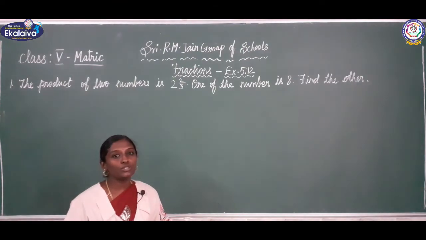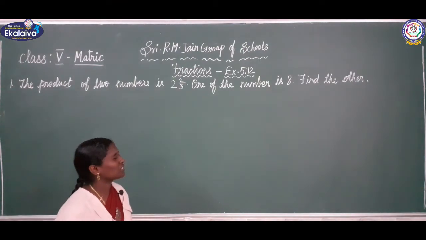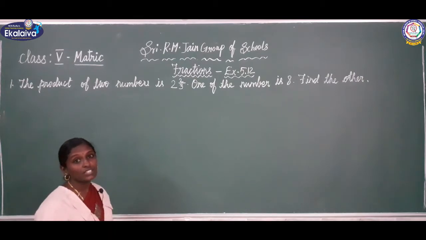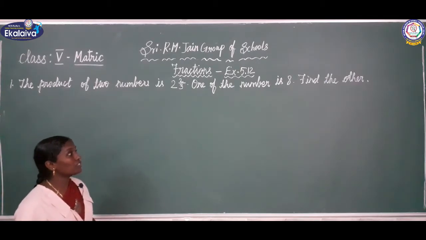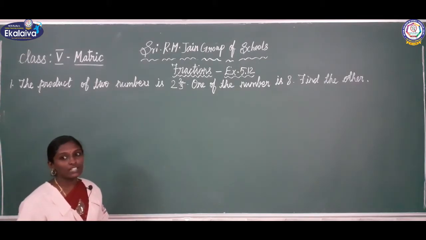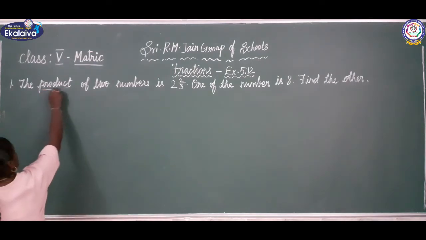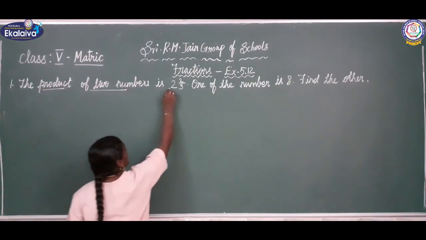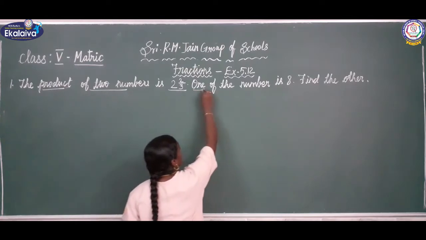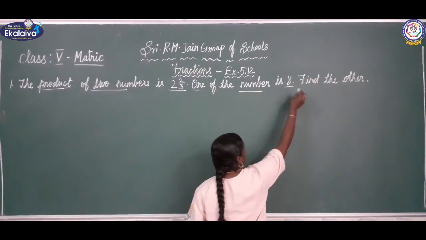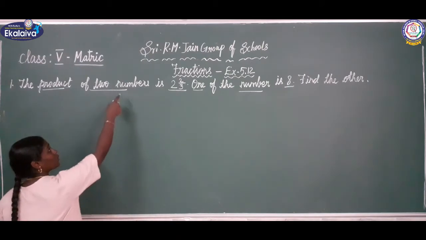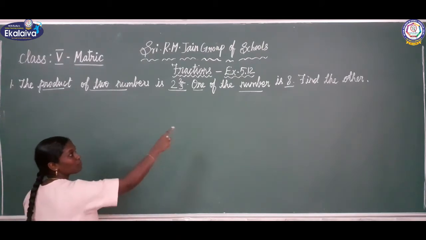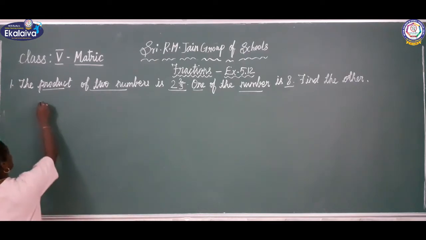Today we are going to do the problems from the chapter Fractions, exercise 5.12. Okay, first question. The product of two numbers is 2 2/3. One of the numbers is 8. Find the other. Here the product of two numbers is given, that is 2 2/3. One of the numbers is given, that is 8. Here we are going to find the other. To find the other number, we have to divide the product of two numbers by the given number. Let us start the solution.